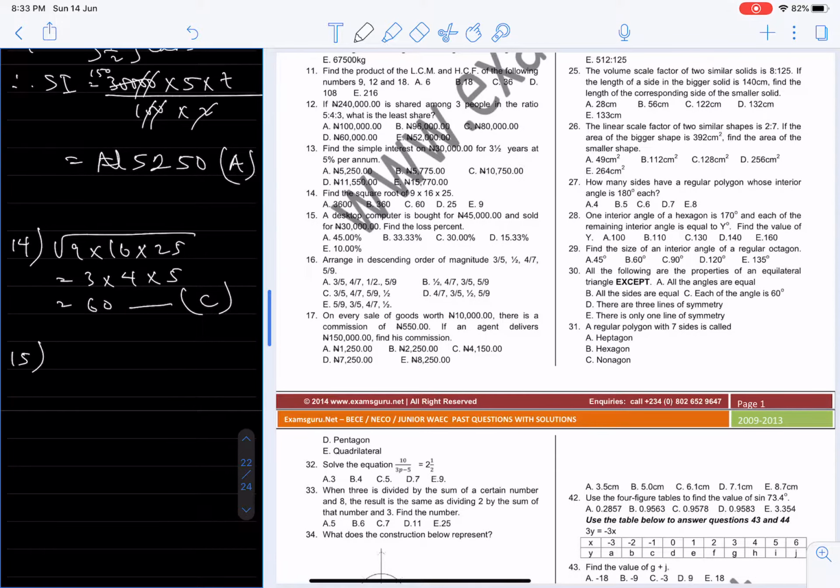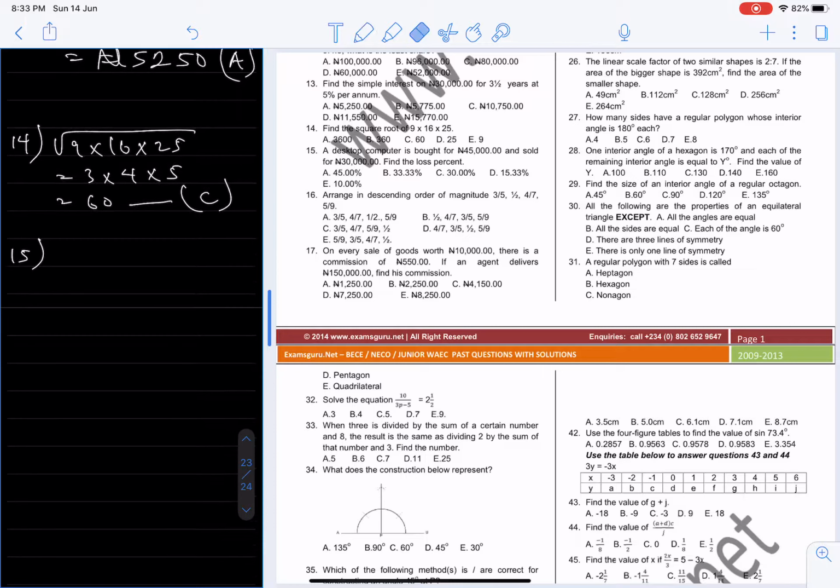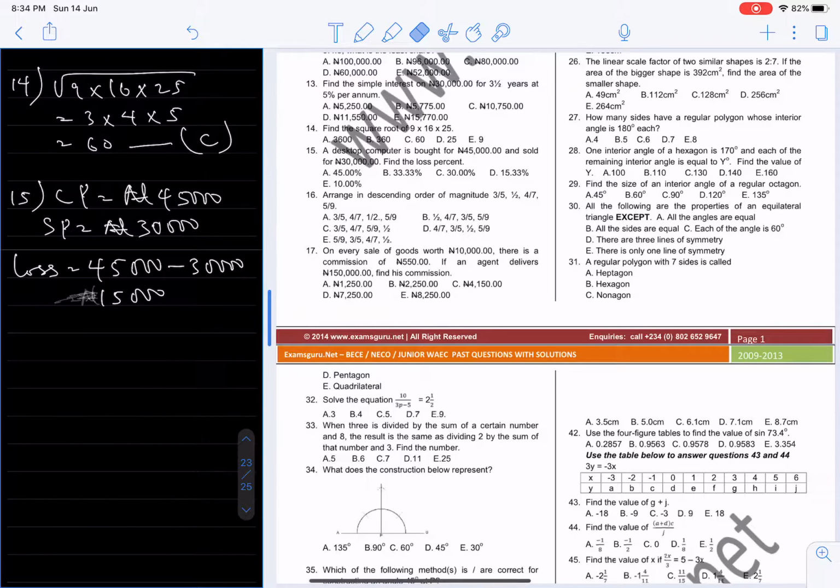Number 15. A desktop computer is bought for 45,000 naira and sold for 30,000 naira. Find the percentage loss. Of course, that's loss over cost price times 100%. Cost price is 45,000 naira. Selling price is 30,000 naira. And so that means loss is cost price minus selling price, which is 45,000 minus 30,000 naira, and that's 15,000 naira.